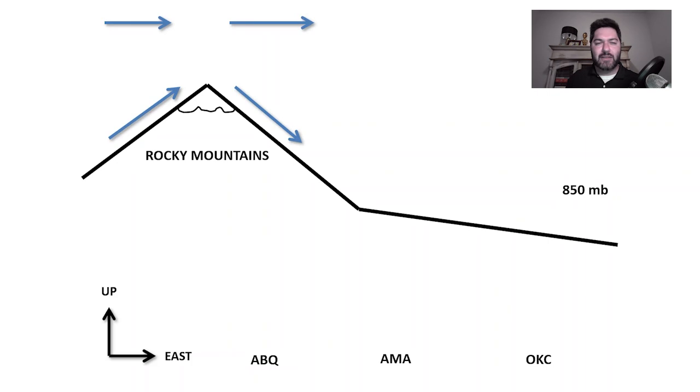So on the left side of the Rockies, the air goes up the mountain, which is known as upslope flow. And on the right side, it goes down. Now, if you've ever been to the Rockies, you know that the air at the top of the mountain is pretty light. That's why it takes a little bit of time to acclimate up there. It's less dense. And the air at the bottom of the mountain is more dense.